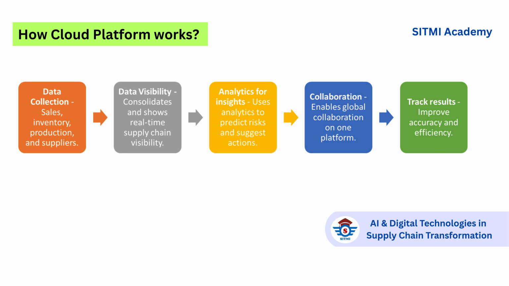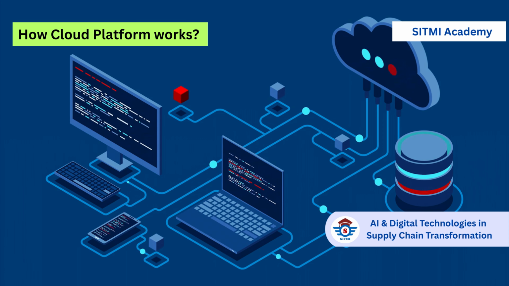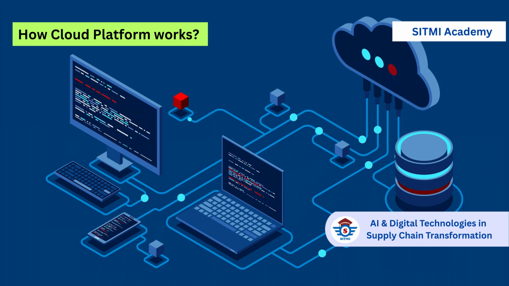Third, analytics and predictive algorithms provide insights, like expected stockouts or transportation delays. Fourth, and very important, stakeholders across locations can collaborate on the same platform to adjust plans, approve purchase orders, or reroute shipments. Finally, the system tracks outcomes, continuously improving forecasts and operational efficiency. That's amazing learning because it shows how Cloud SCM brings speed, transparency, and collaboration to complex supply chains.